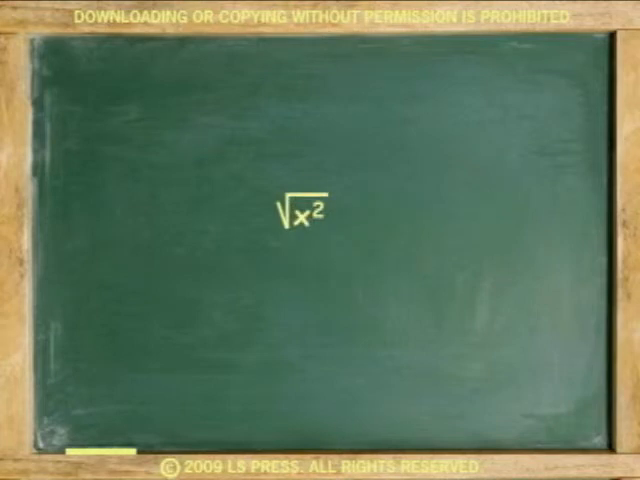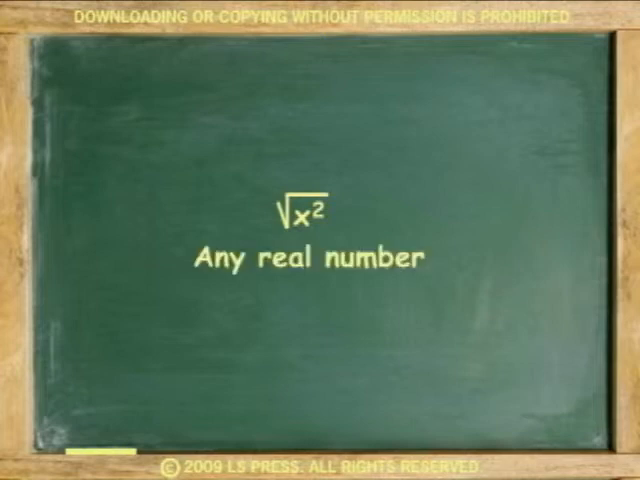Another example. What values will make this expression a real number? X could be any real number. We use the absolute sign to emphasize that in this particular case, you could also include negative numbers.